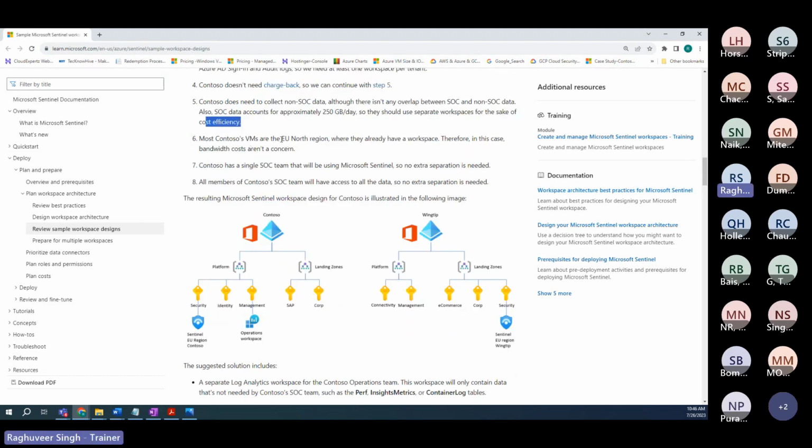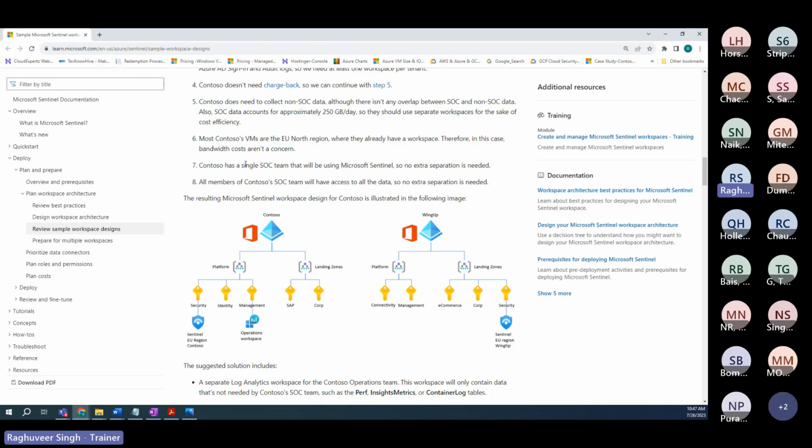Most Contoso VMs are in the US. Now let's look at the compliance part. Because most of the VMs are in the Europe North region, where they already have a workspace, in this case bandwidth cost isn't a concern. So there is no concern with the bandwidth because the majority of the VMs are already in Europe. They already have those VMs' logs ingested into Europe. All they need to enable is the additional log collection for security logs, because they're already collecting the infrastructure logs for those VMs.